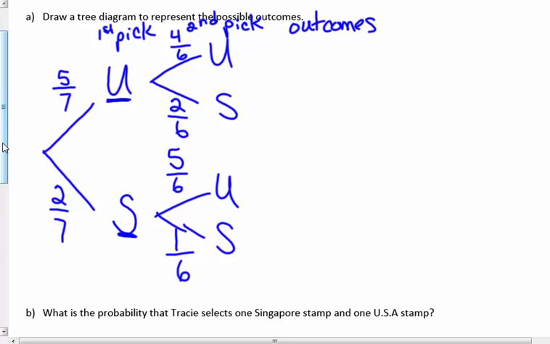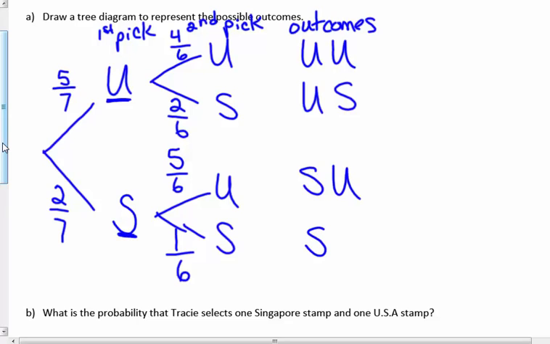I have a quick question. When they're doing this on a test, will there always be an outcome column? Yep, always. So US, US would be 5 sevenths times 4 sixths, which would be 20 over 42. Very good. So US and then Singapore would be 10 out of 42.